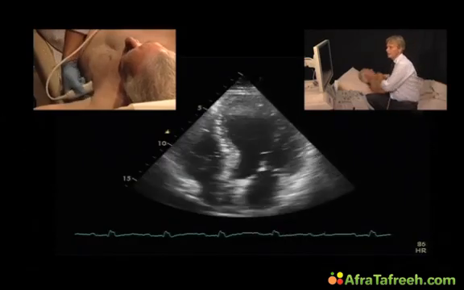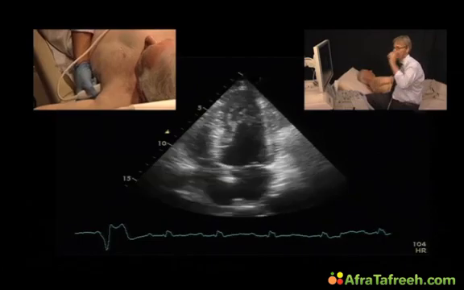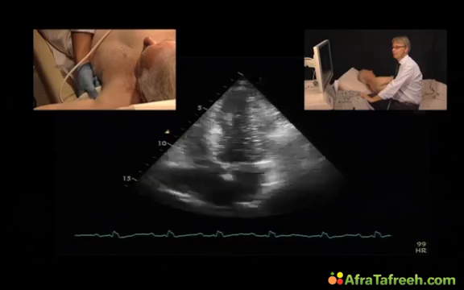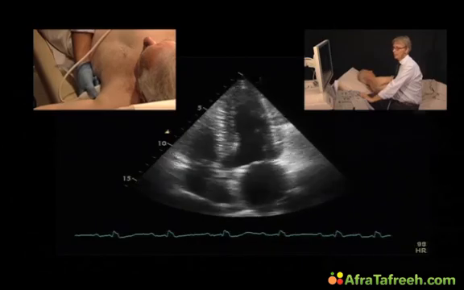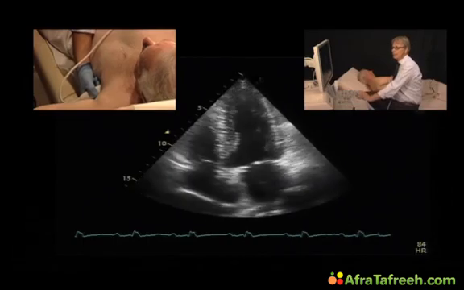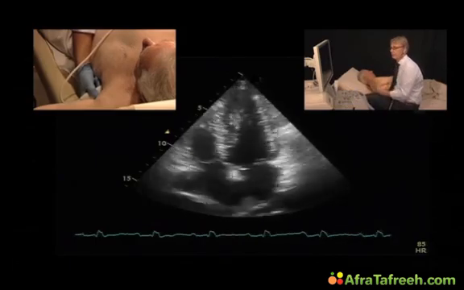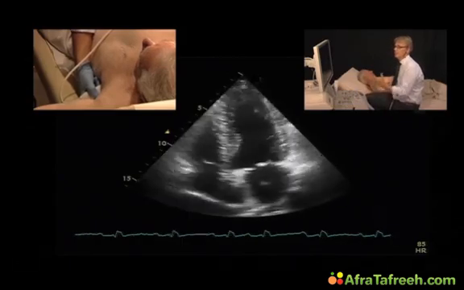Here is our patient, and I want to start with an apical 4-chamber view, just to give you an impression of hypertrophy in this patient. So it's quite clear that the patient has hypertrophy. And the question is, does the patient have hypertensive heart disease, or does the patient have hypertrophic cardiomyopathy?